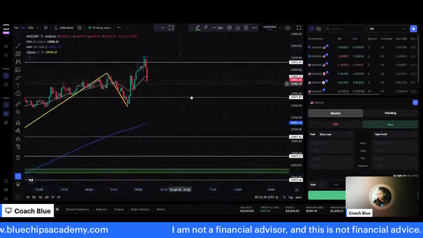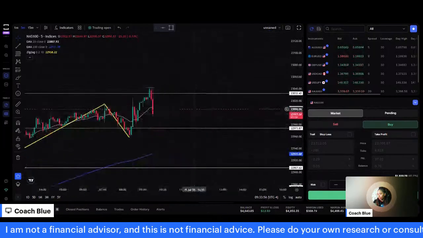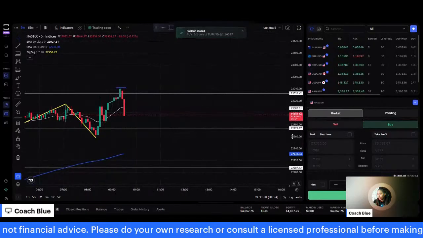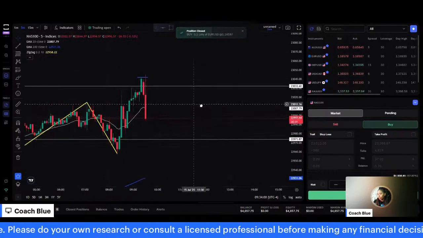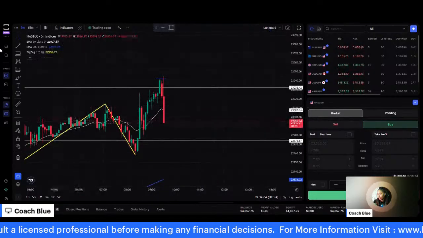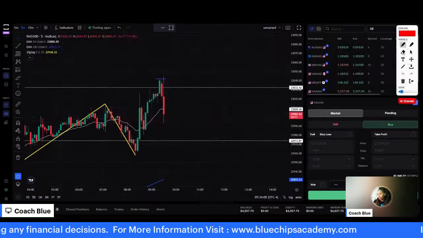And let's see what we have cooking for today. Okay, so it was a nice little rejection right there. And this is why, notice how this candle right here in our Euro USD just took profit, guys. So great job if you got into that.